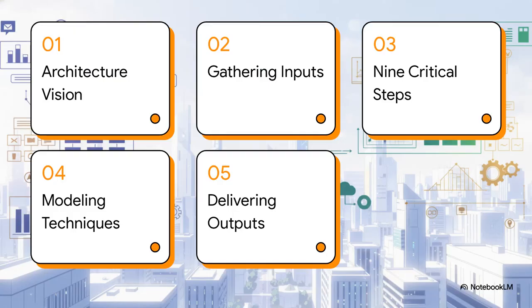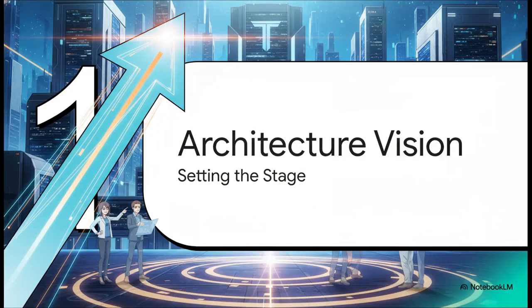Okay, let's dive into this. Here is the roadmap for our journey today. First, the business architecture vision. Second, gathering essential inputs. Third, the 9 critical steps. Fourth, essential business modeling techniques. And finally, delivering architecture outputs. Section 1. The Business Architecture Vision, setting the stage for transformation.